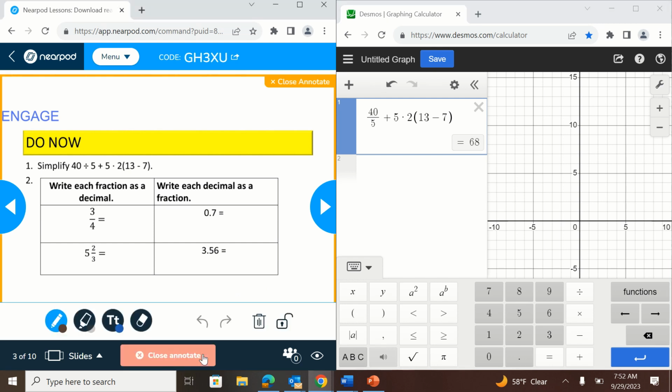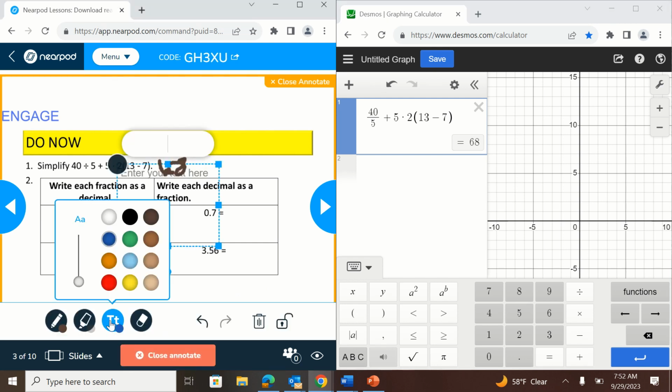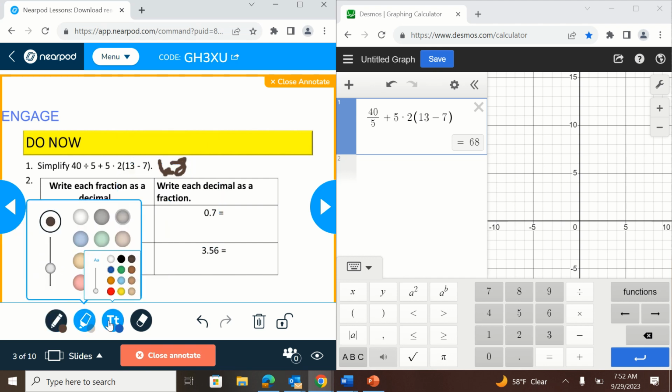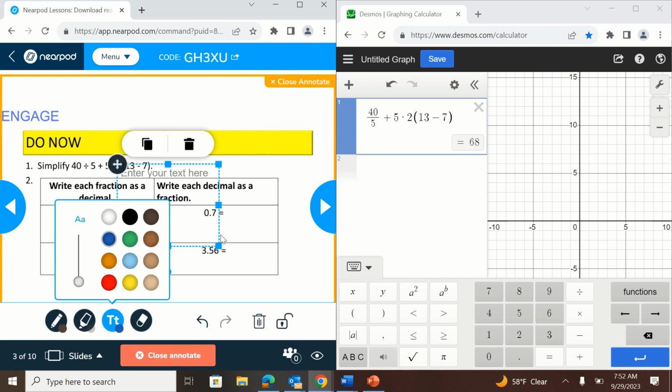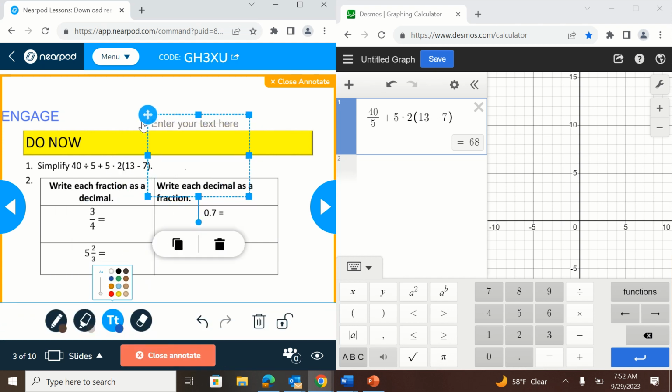Students are then able to add an annotation to Nearpod of the answer that they came up with from Desmos. Because I don't like the way the pencil wrote on here, I would erase it off, and I would just simply type it into the text.